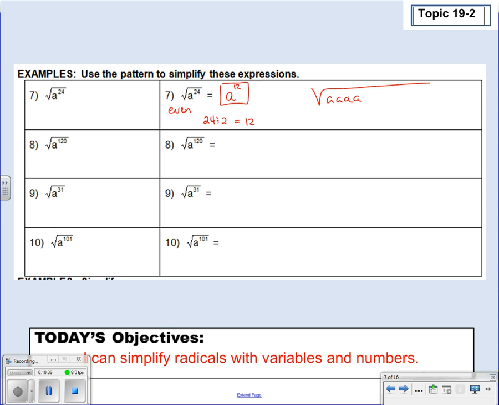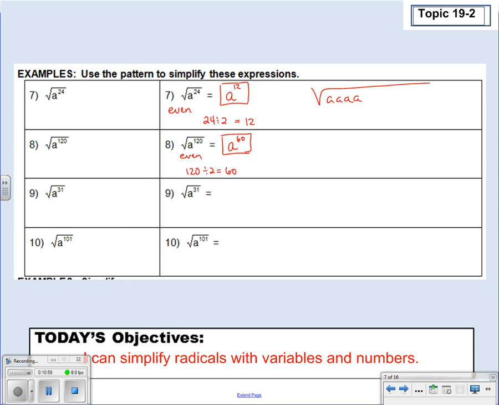Number 8, we have a to the 120th. Again, it's even. So I'm going to do 120 divided by 2, and that comes out to be 60. So my answer then is a to the 60th power.